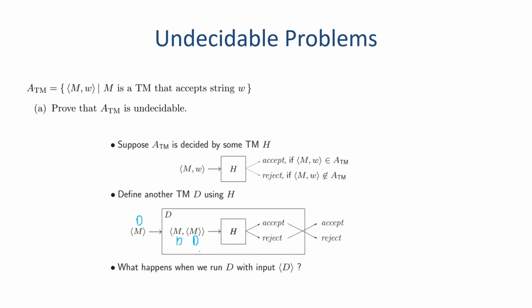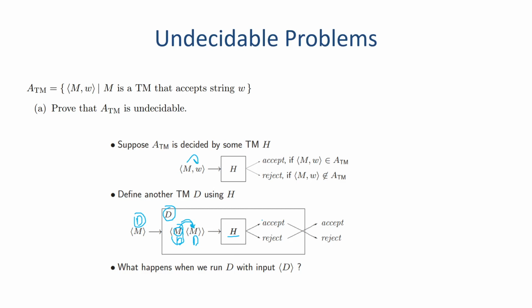Do you see it? It's literally what's happening on the outside. You have D that you created, and it's taking itself as input. And that's literally what you're asking H. We're asking H, what will D do when it takes itself as input? Will M accept W? Will D accept D? Or will it reject it?